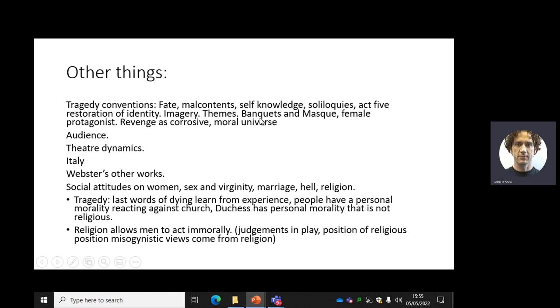Revenge is corrosive. I might talk just a little bit about a moral universe or a religious universe. Even though the Duchess dies, we do get a sense of a kind of heavenly universe at work, or heavenly justice. So even though she dies, we get the sense that she has a Christian death and that she's going to heaven. We get the sense that the cardinal dies, but he's going elsewhere. We even get the sense that Bosola dies and he's going somewhere else as well, and it ain't heaven. So we get a sense of a moral universe in tragedies that makes their deaths a little bit more palatable.